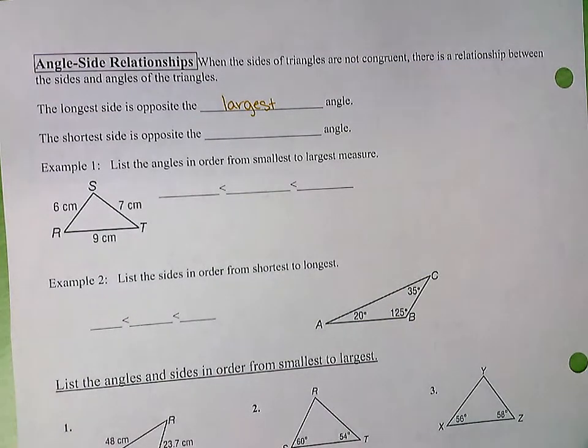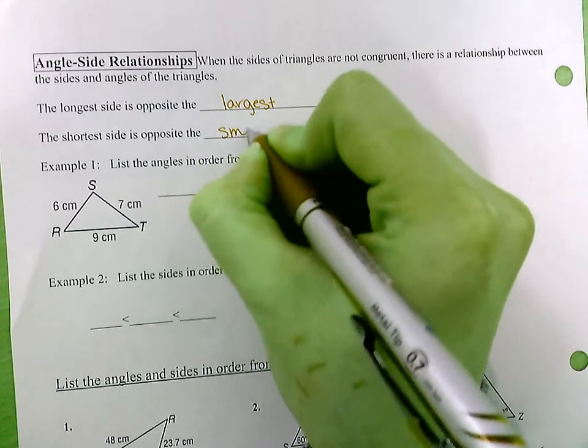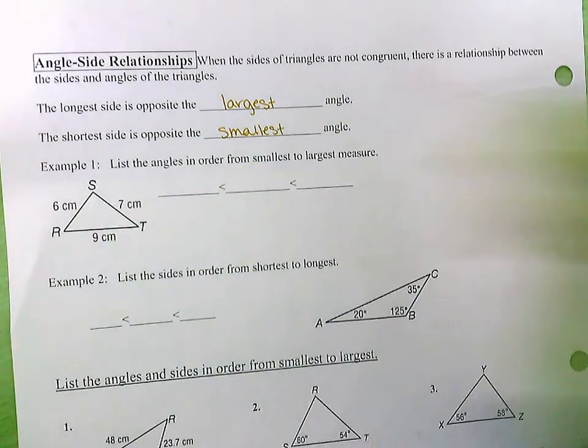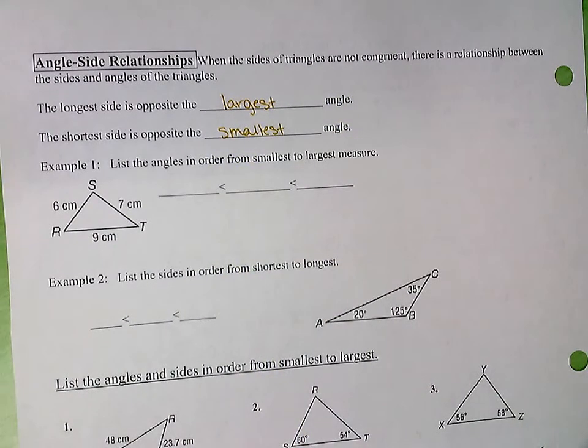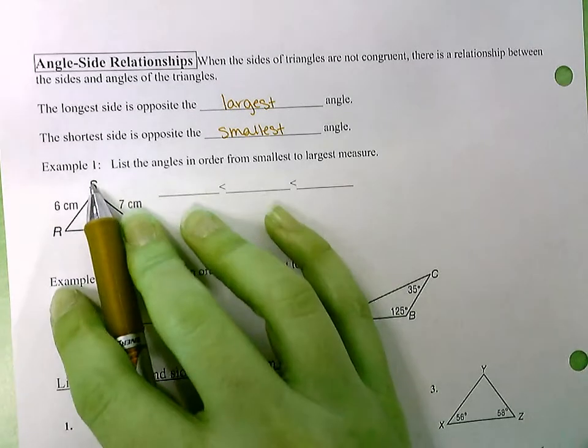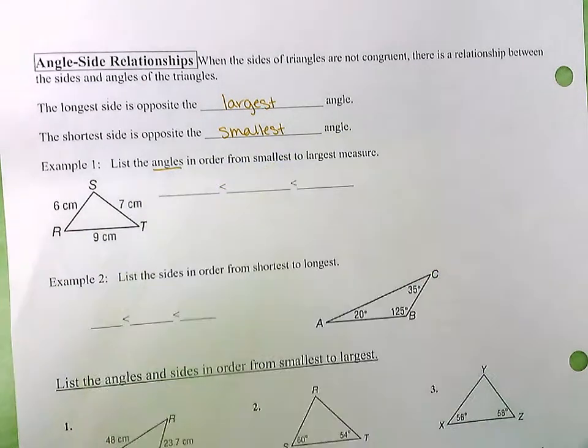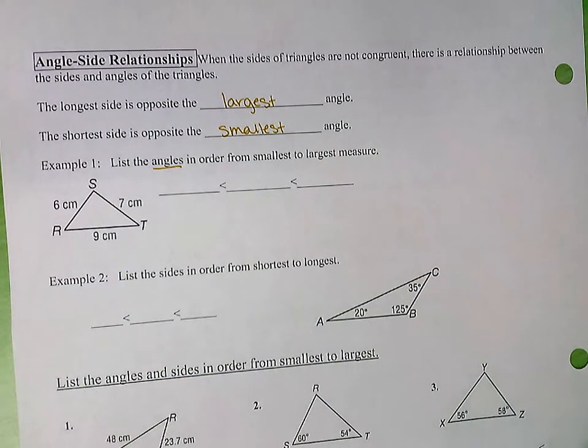And the shortest side will be opposite the smallest angle. Okay, so we can list our angles and sides in order from least to greatest. And in example 1 here, we're looking at the angles. Okay, so we want the angles ordered from least to greatest.